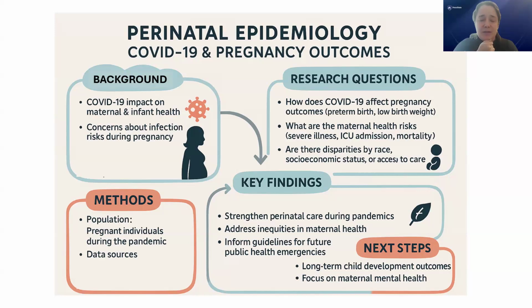And we had a lot of research questions we were interested in exploring through this data, but some of the main ones were, how does COVID-19 affect pregnancy outcomes like preterm birth and low birth weight? We will talk about that today. And what are some of the maternal health risks like severe illness and ICU admission and mortality? And are there disparities by race or socioeconomic status, access to care, and rurality? Some of our key findings, but again, these are really preliminary still, are to strengthen perinatal care during pandemics, to address inequalities in maternal health, and to form guidelines for future public health emergencies.